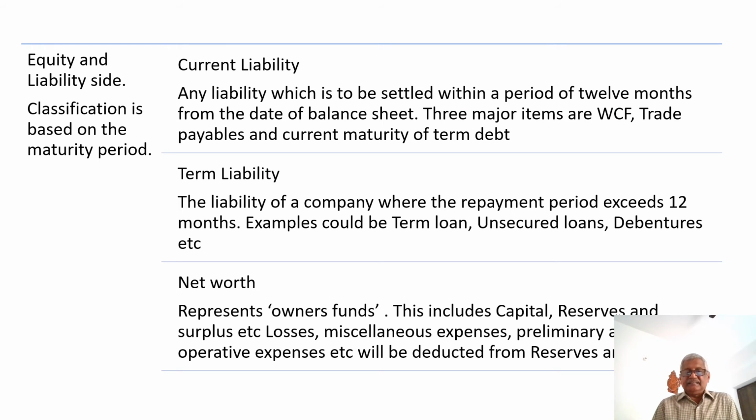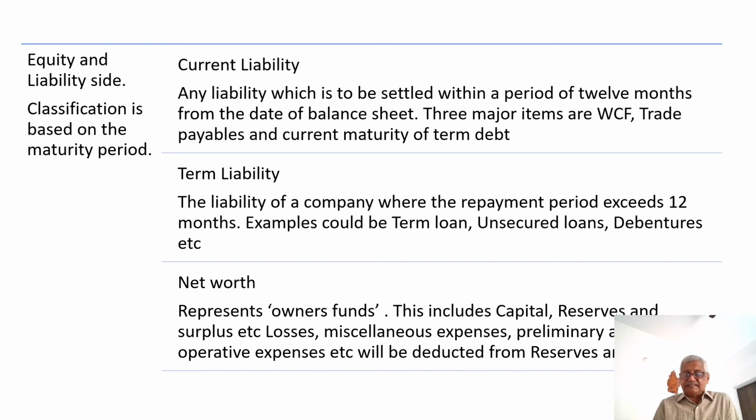See, first let us look at the equity and liability side. The first item is current liability: any liability which is to be settled within a period of 12 months from the date of the balance sheet. Three major items are working capital finance, trade payables, and the current maturity of the term debt. We know that there is a term loan. The amount that is to be paid in the next 12 months will be carved out and shown as current maturity of the term debt.